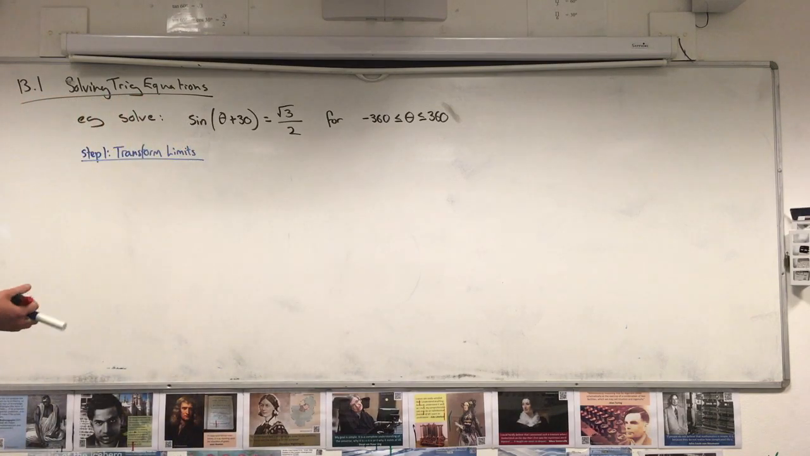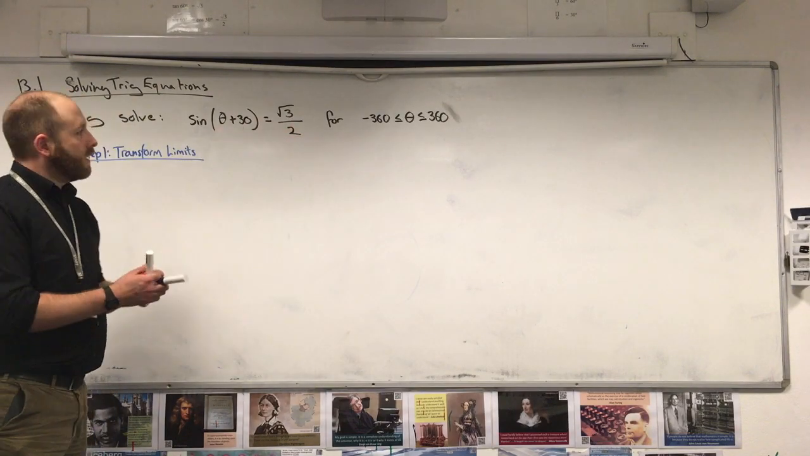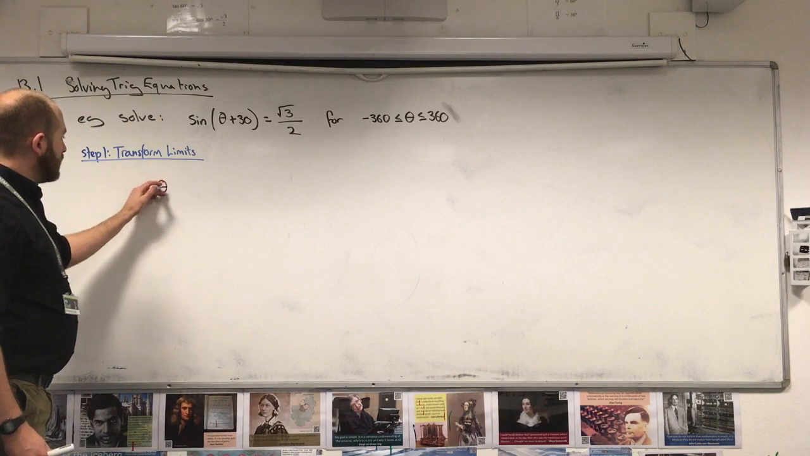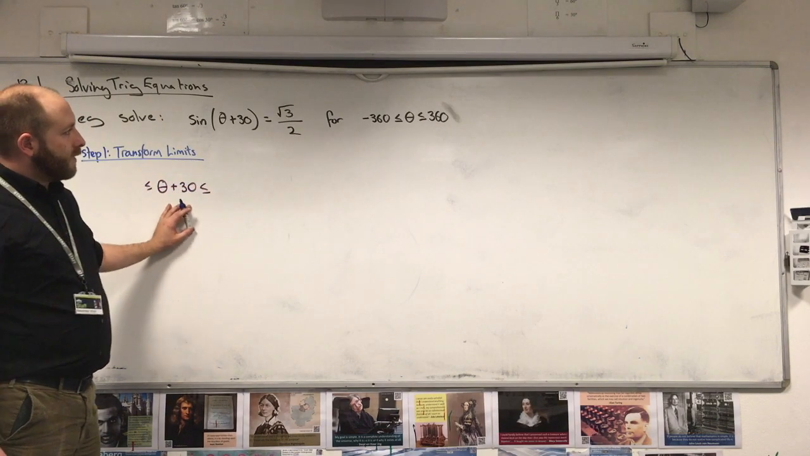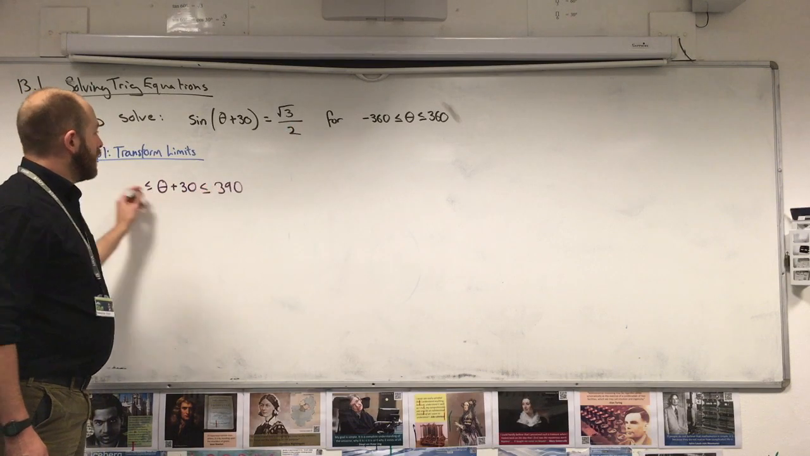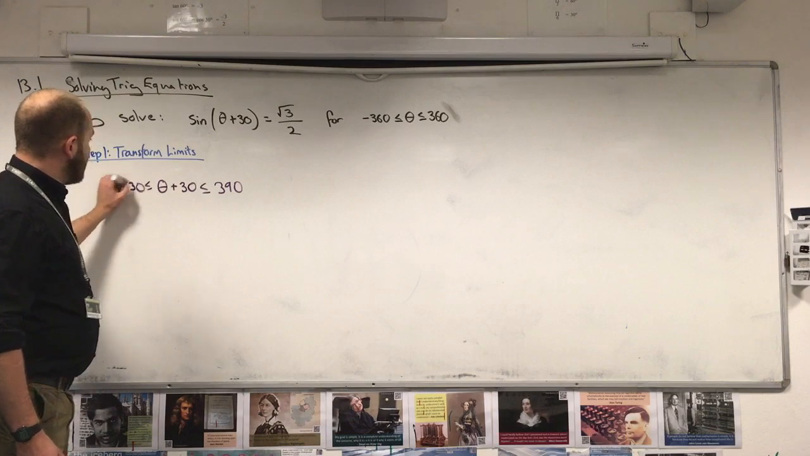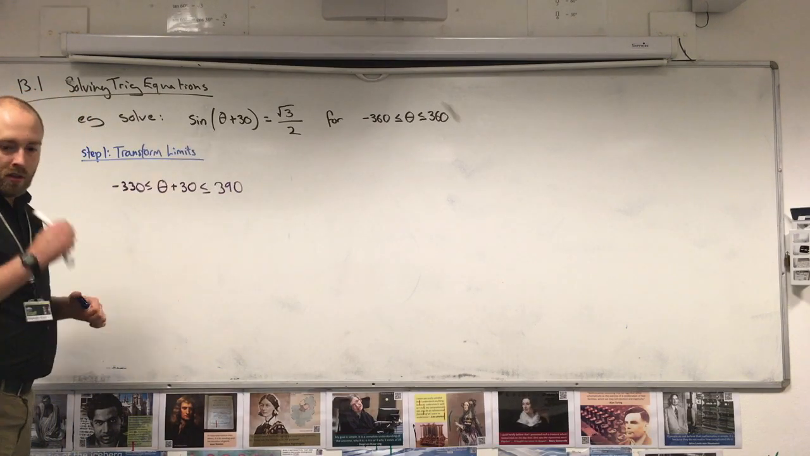So transform our limits. Our limits are for theta, but we're solving theta plus 30. So we're going to write theta plus 30 as our new kind of value. We're going to add 30 to both our limits. So we get 390 and minus 330. So that's the range of values we're going to be solving for our value.